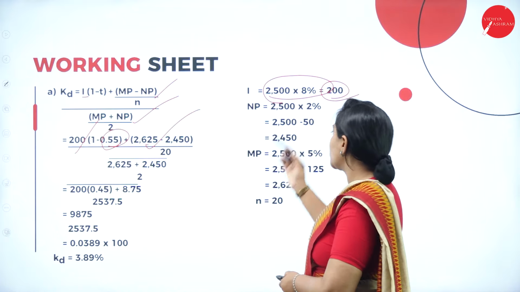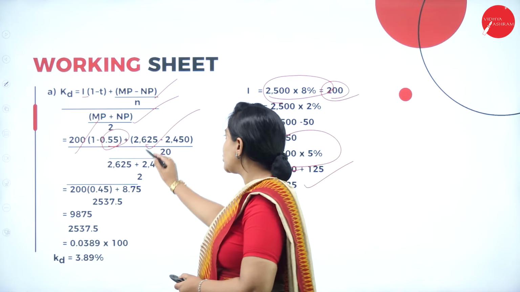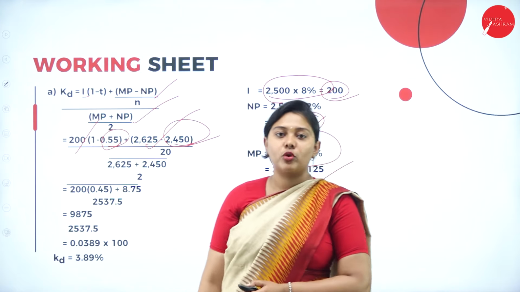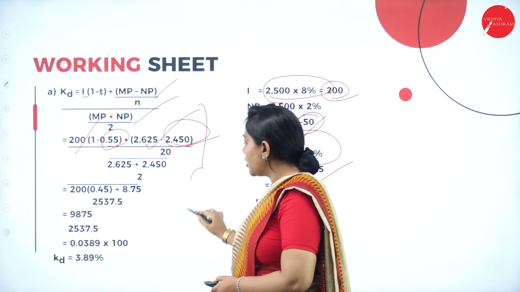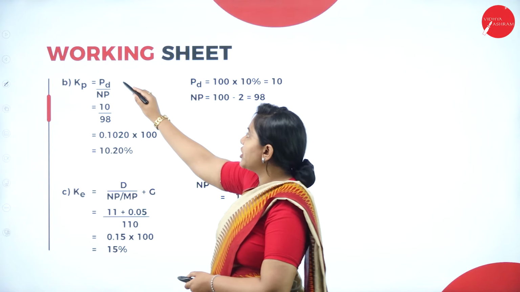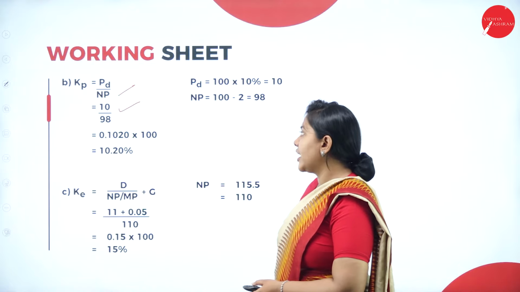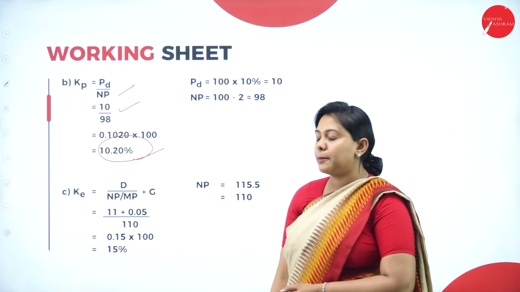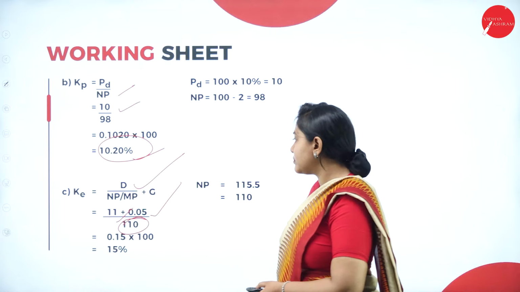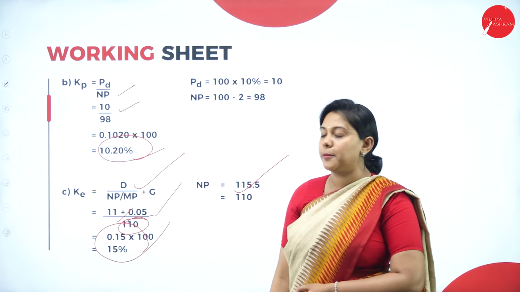Maturity price, since we are redeeming at a premium of 5%, is 2,625. 2,450 is the net proceeds since we are deducting the 50 rupees flotation cost. When we substitute, you will get the answer as 3.89%. Similarly, cost of preference is preferential dividend divided by net proceeds. 10 is the dividend, 98 rupees is the net proceeds. The answer is 10.20%. For equity, dividend is 11 rupees, the growth rate is 5%, and 110 is the net proceeds. If you substitute the values, the answer you get is 15%.